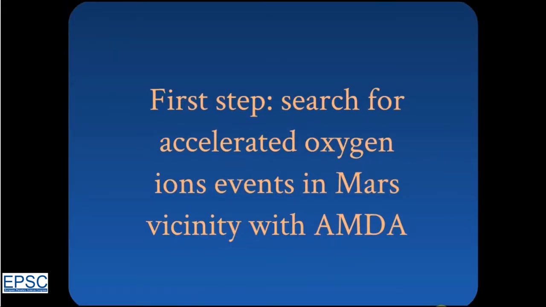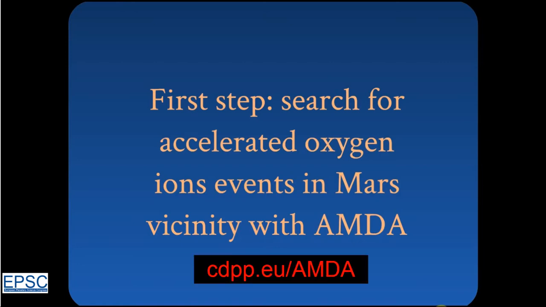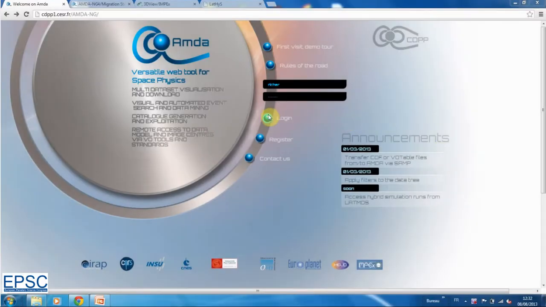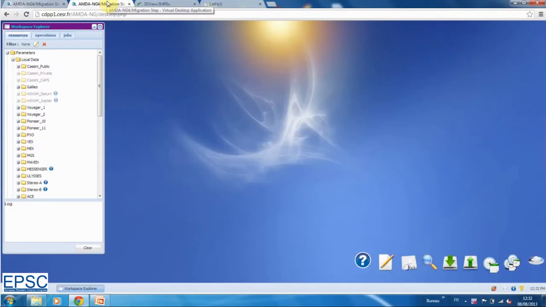We start this study by searching for an event of accelerated oxygen ions in Mars' vicinity using AMDA, the Automated Multi-Dataset Analysis Service, developed by the Plasma Physics Data Center, CDPP. AMDA is helpful to make simple representations of time series of in situ observations in the domain of space plasma physics, and it is an excellent tool to browse the data and look for events.